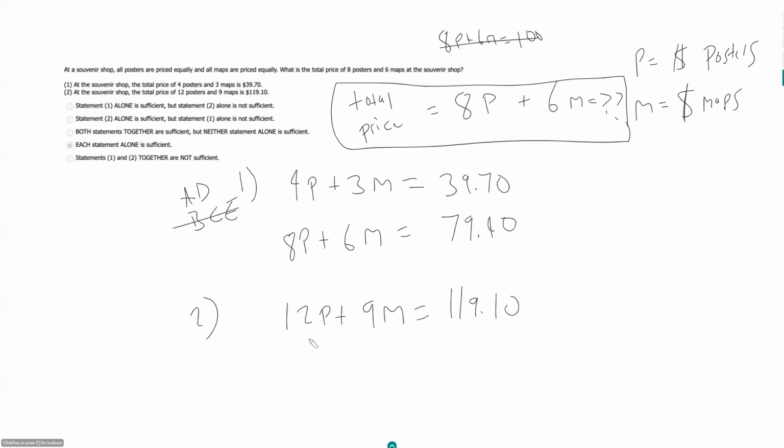So let's see. One thing I could do is I can divide this whole thing by 3, and that will give me 4p plus 3m, and lo and behold, that's where I was when I started here. So if you're wondering what 119.1 divided by 3 is, oh, it's got to be 39.7. And so if I can get to here, then I can certainly get to 8p plus 6m, because I just got to multiply this guy by 2 now. So these 2 statements are really giving me equivalent equations. The answer is D.